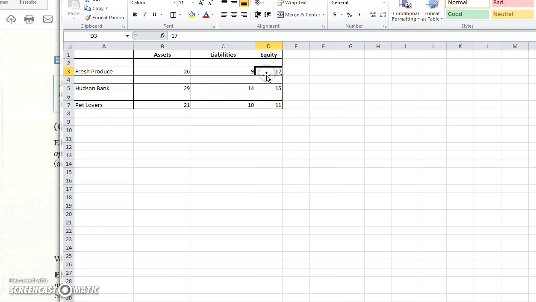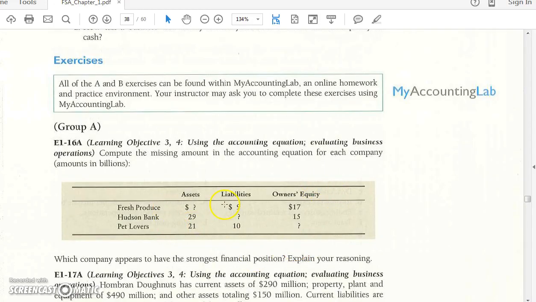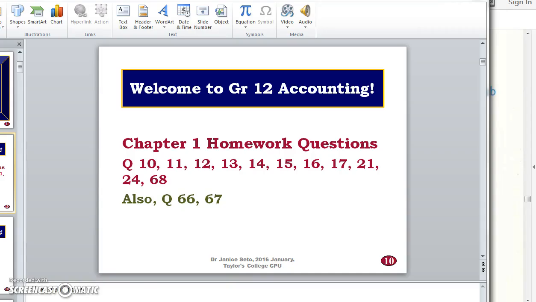What we want to see is which of these, Fresh Produce, Hudson Bank, and Pet Lovers, has the largest proportion or percentage of equity in assets. And so this one, now this is about half. This one is half. But this one, very, very strong. So which company is the strongest? The answer is Fresh Produce. Let's go back and see over there. Which question is next? Number 17.